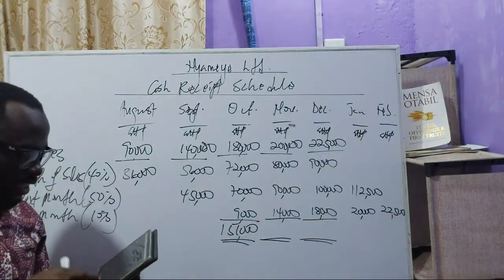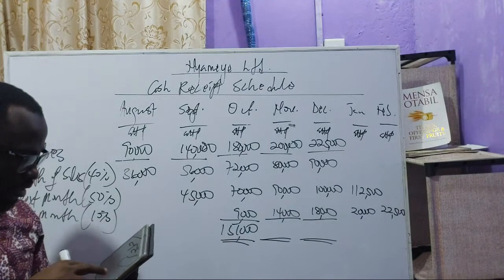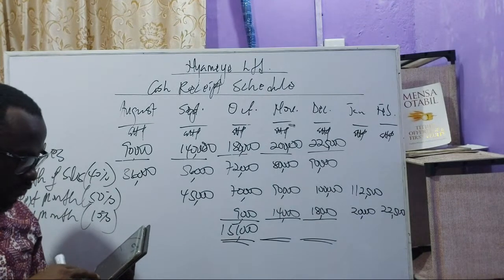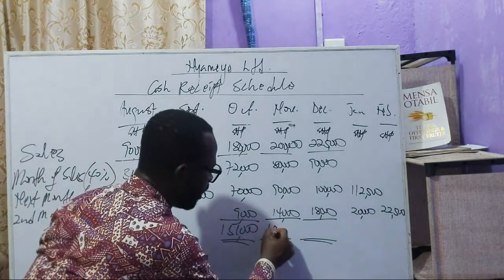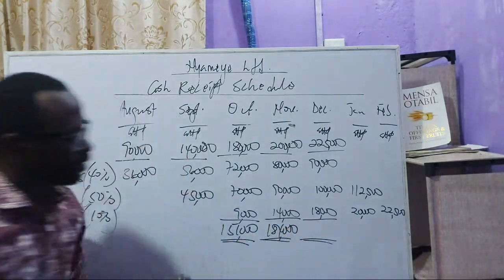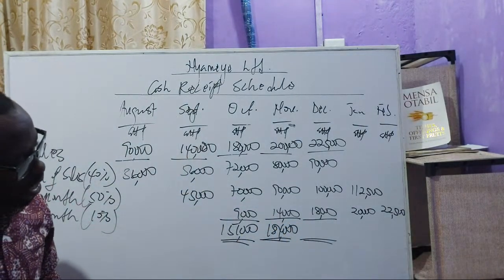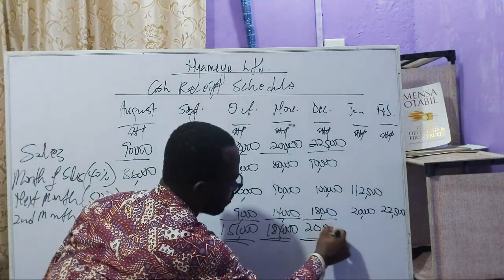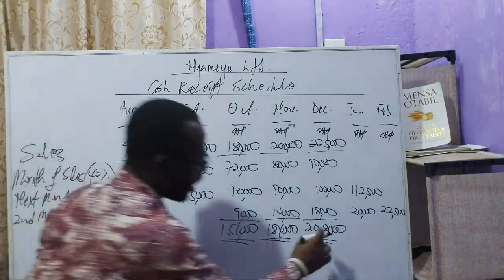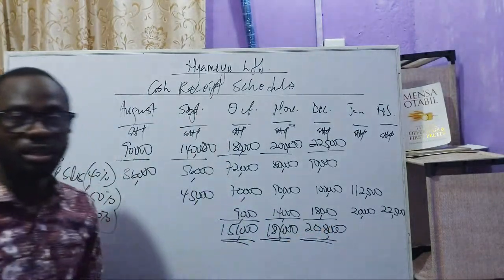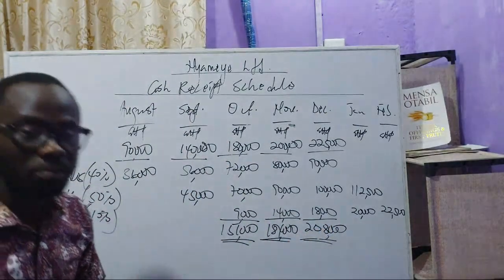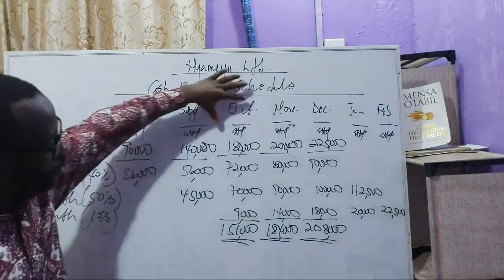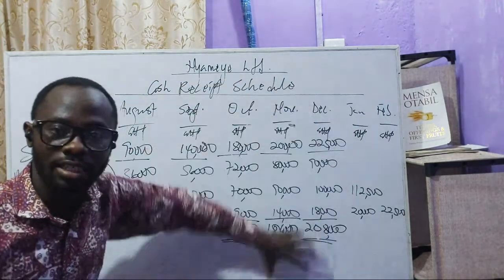Then we're going to have 80 plus 90 plus 14. That's going to be 184,000. And then we're going to have 190, 208,000. So this is the cash receipt schedule that we are going to be taking to the cash budget under the receipt for October, November, and December.